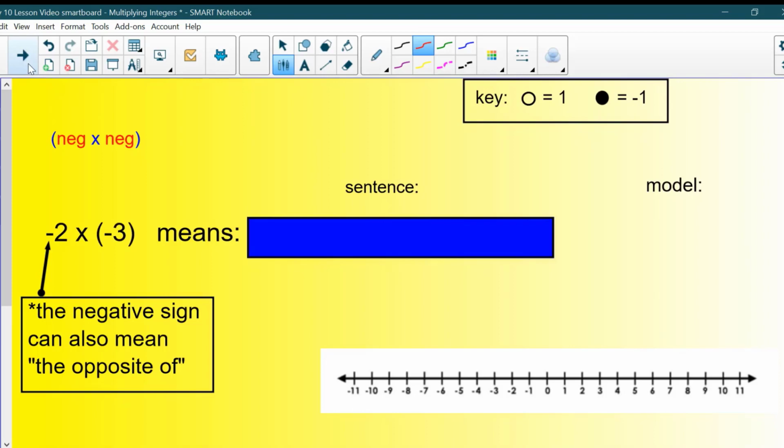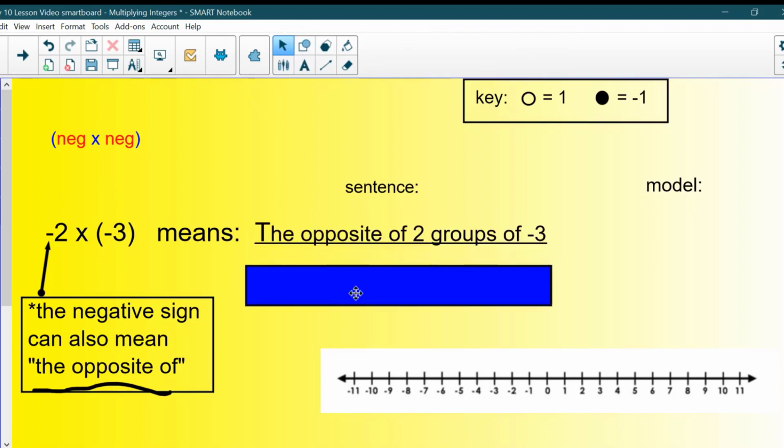All right, so last type of problem. Now we're doing if both numbers are negative, negative times a negative. All right? So now we have -2 times -3. Again, how are we going to say this? Because -2 groups doesn't make sense, so we're going to use the opposite of. What's the opposite of 2 groups of -3? So let's look at that.